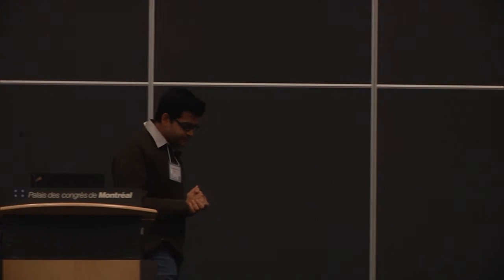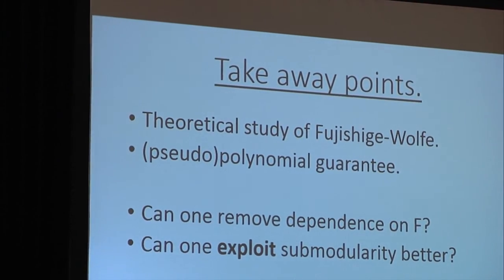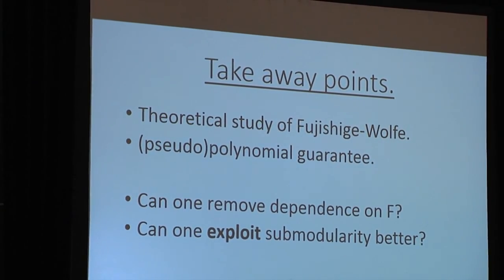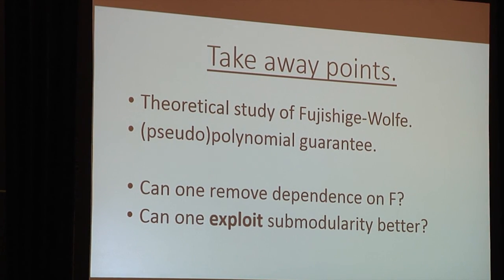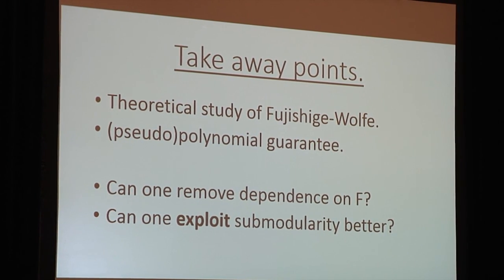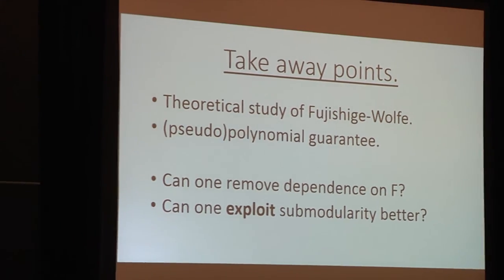So to conclude, the Fujishige-Wolfe heuristic is practically the best heuristic known. We did get a pseudo-polynomial guarantee, but it's, I think, far from what is experimentally believed to be the correct answer. In particular, from the little that I have played around with it, there shouldn't be any dependence on the capital F, the value of the function, and also possibly the size of the exponent in n can be decreased.